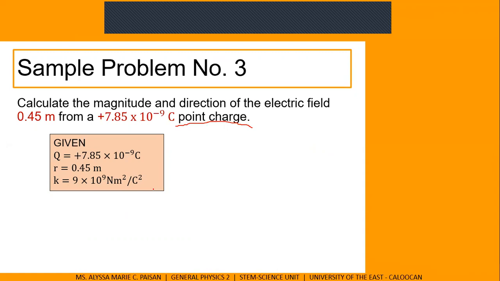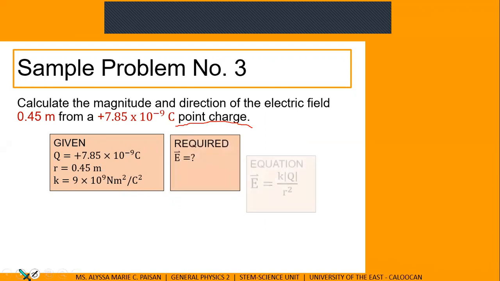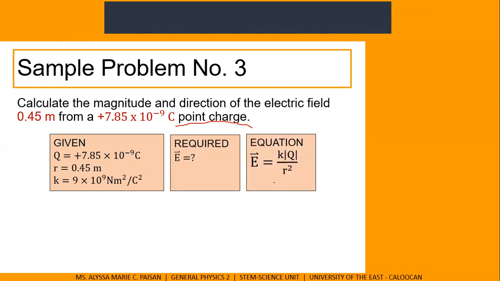So gagamitin natin yung pangalawang equation for electric field. Okay? We are looking for the electric field and then we're going to use this one, yung merong Coulomb's constant, merong separation distance, at saka merong point charge. Notice na dito, wala siyang binanggit na test charge whatsoever na nandun sa electric field. Kasi nga, pwede na kahit at a certain point, merong electric field kahit walang test charge doon.